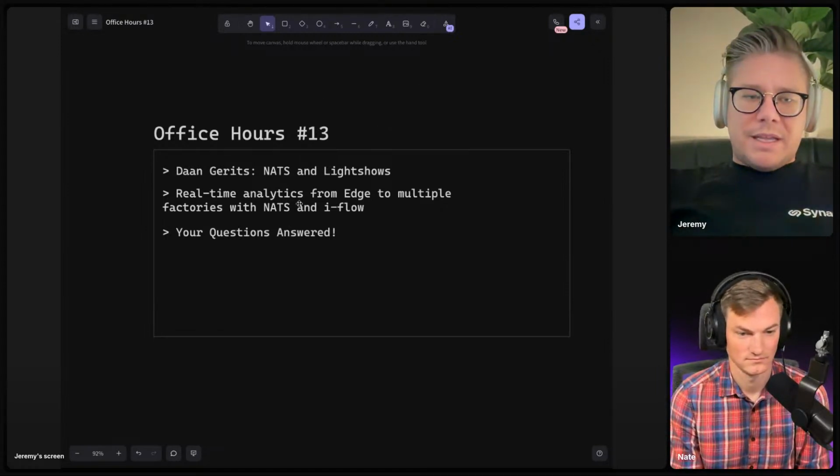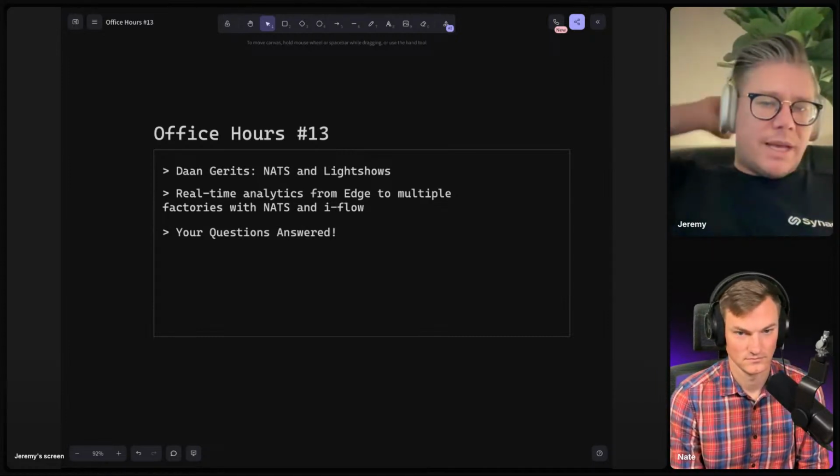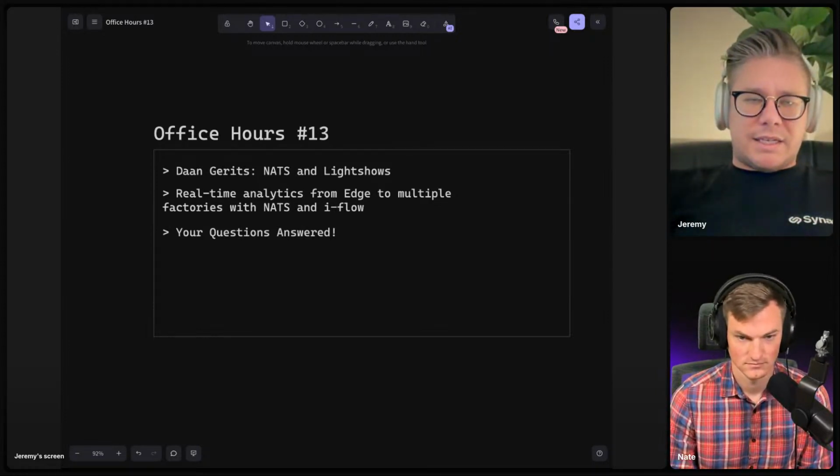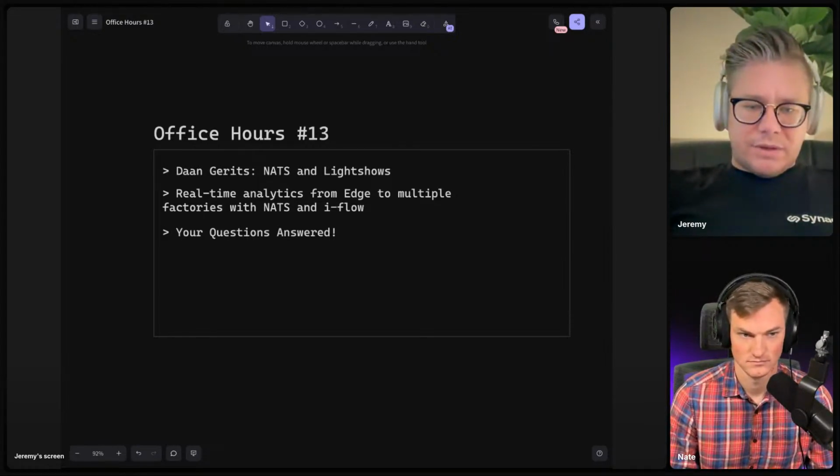But let's jump into this blog post about real-time analytics from edge to multiple factories with Nats and iFlow. Apologies if this isn't my normal setup. My desk is a little bit in disarray right now with my multimedia setup. So you have me on my laptop right now. Let me go ahead and pull up this blog post that we have, wherever it may be.